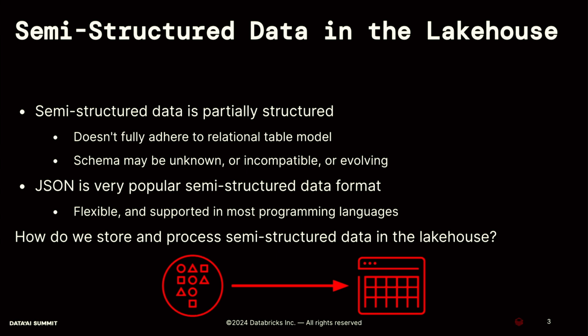For example, JSON is a very popular format for semi-structured data, and the reason it's so popular is because it's so flexible and it's available in all the languages. So it's very easy to use, very easy to put data in and take data out because it's so flexible. So ultimately, the question is how do we store and process semi-structured data, flexible semi-structured data, in the lakehouse?